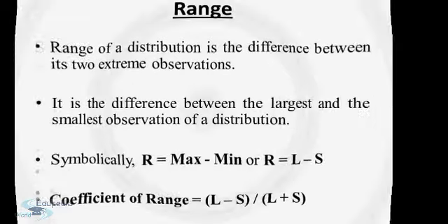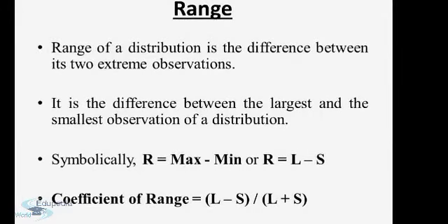To start with, let's take the first one, and that is range. Range is the simplest of all the measures of dispersion. Range of a distribution is simply the difference between its two extreme observations. It's the difference between the largest and the smallest observation of a distribution. Symbolically, we can write range as maximum minus minimum, or largest minus smallest. Now, what about the coefficient, that is, when we need the relative measure for comparison? That is given by the coefficient of range, which is given by largest minus smallest divided by largest plus smallest.